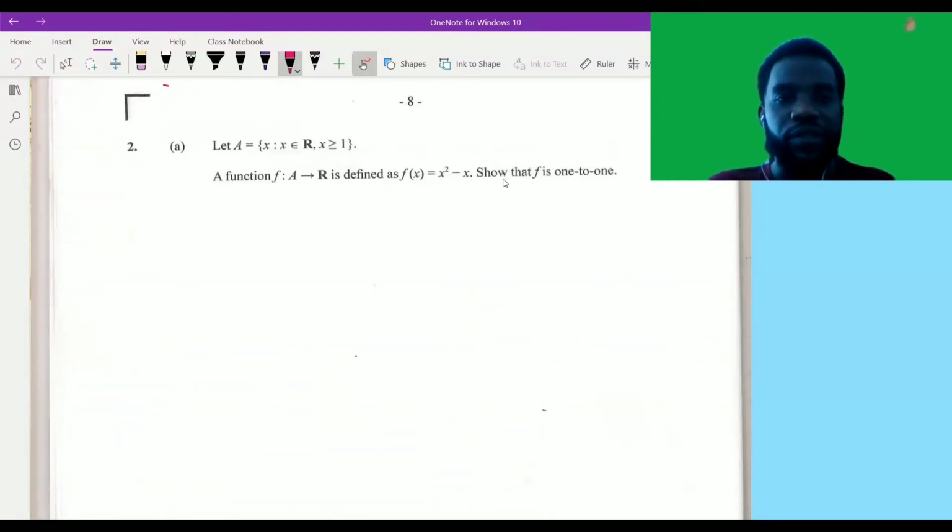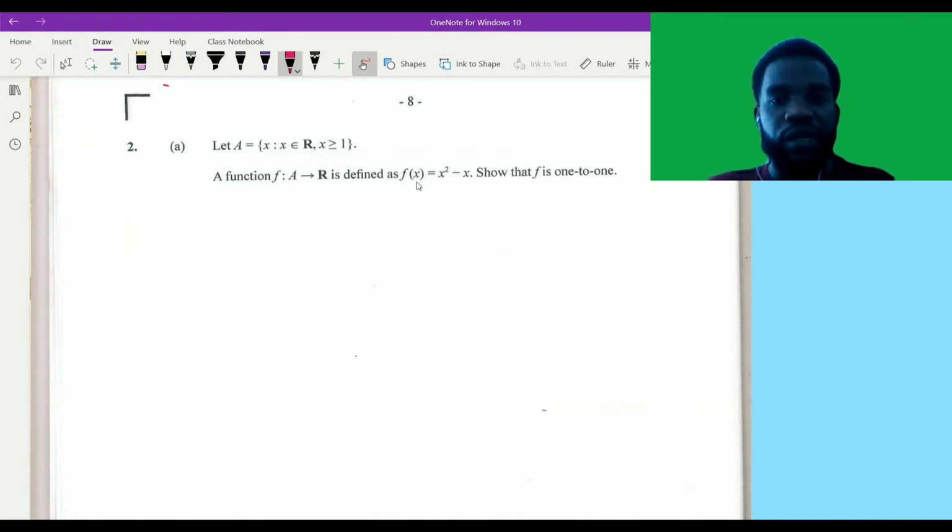Now, before I even get into that, let's try to understand this question. A here represents my domain, R represents my codomain. So it's saying that A maps onto R. A is your input, R represents the outcome, your codomain. But please understand that the codomain and the range are different. The range is a subset of your codomain.